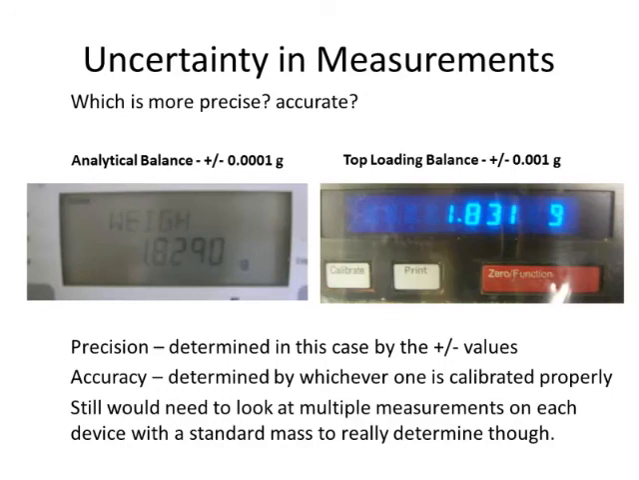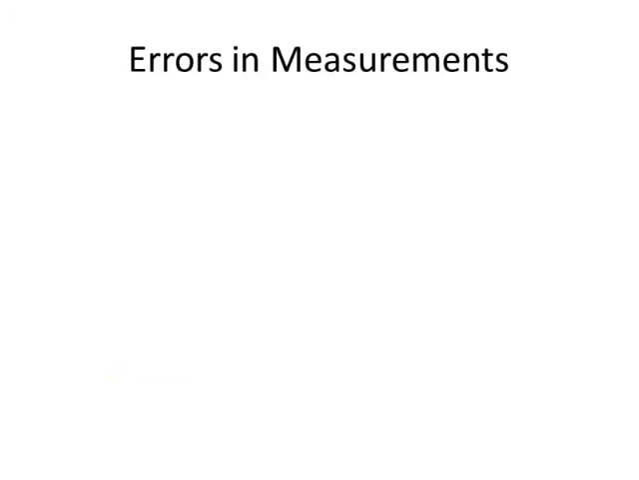Ideally though, whenever we're doing measurements, we'd still want to look at multiple measurements on each device to determine an average so we can determine a little bit more accurate value. Now when taking measurements, we've talked about uncertainty and where error is at, and that last significant digit is where we're uncertain, that's where the error is. Now we've talked in terms of instruments. We can also talk in terms of the errors themselves and the different types.